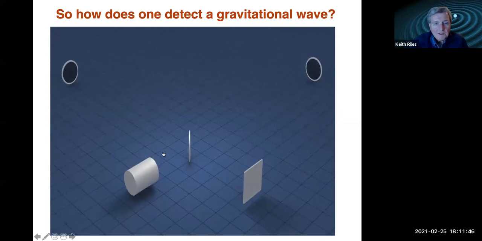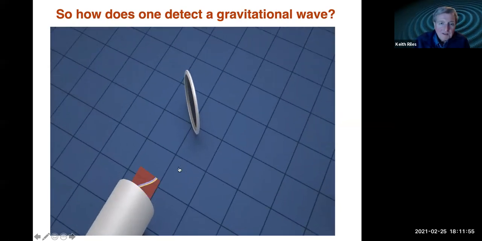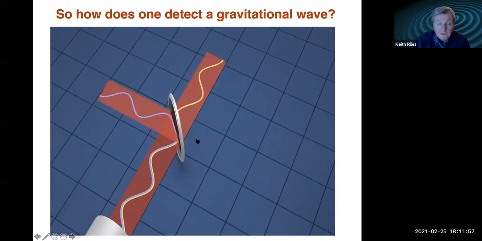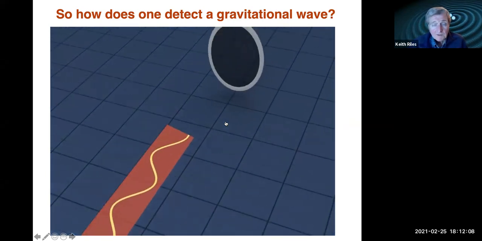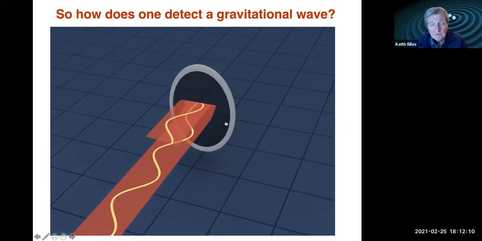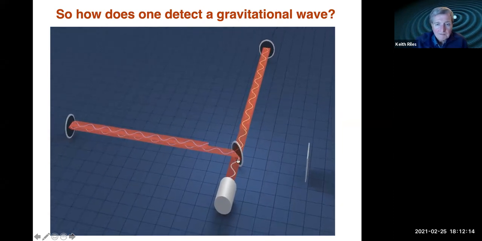So let me talk about how you detect a gravitational wave. This is an animation depicting an interferometer where this cylinder represents a laser source. The laser light comes out, it hits a beam splitter. Half the light goes this way along what we call the X arm. Half the light goes this way along what we call the Y arm. And the light travels along. In the X arm, it goes down and hits a mirror and then comes back toward the beam splitter. And likewise, along the Y arm, the light comes back.